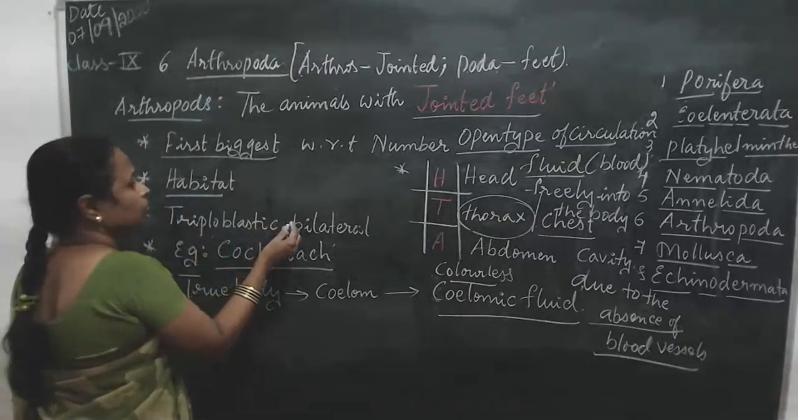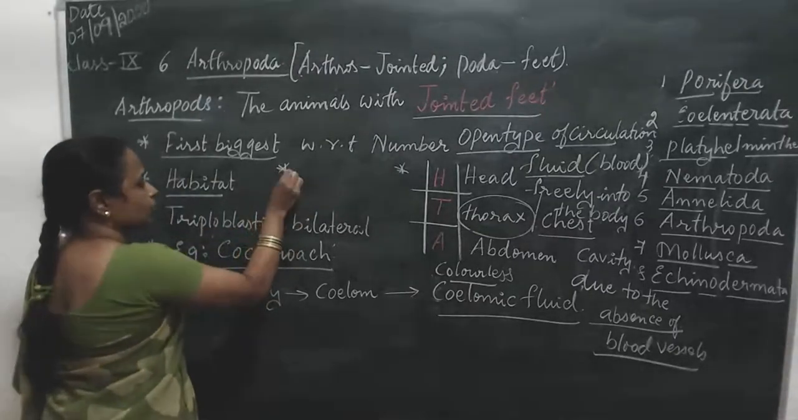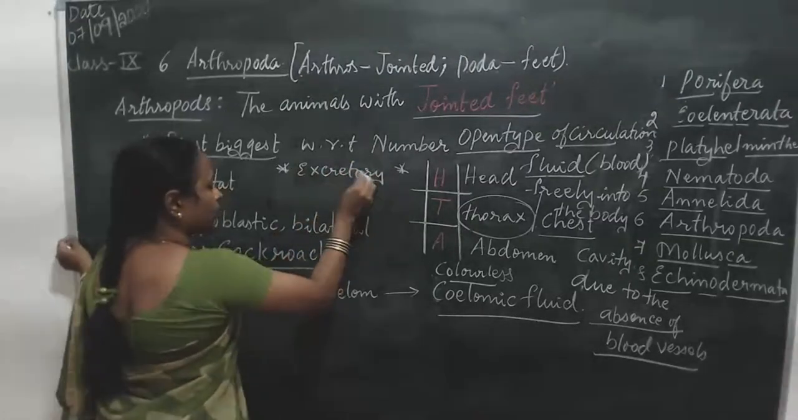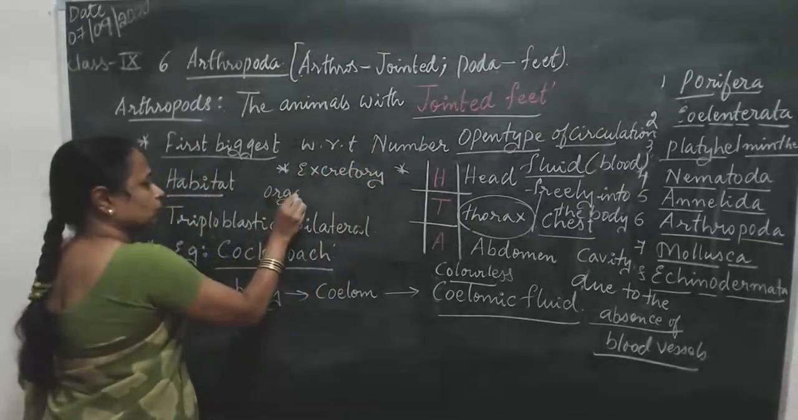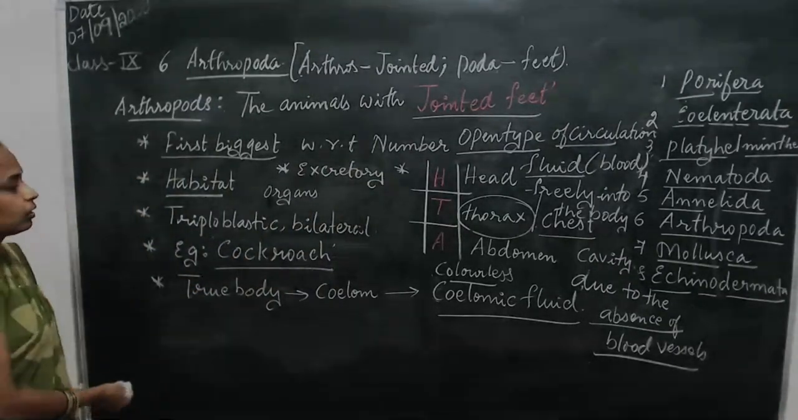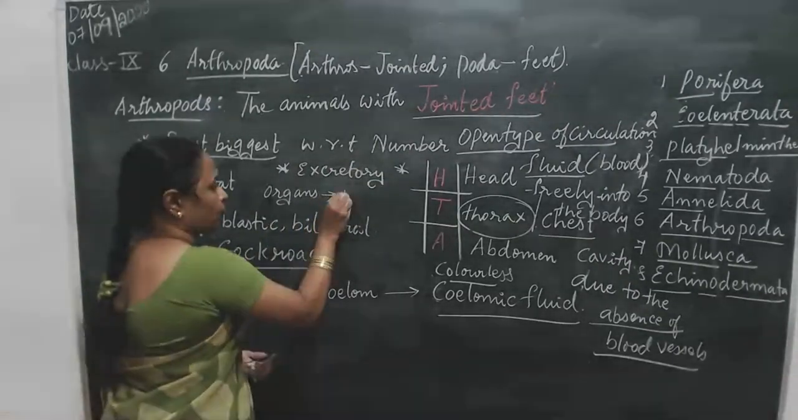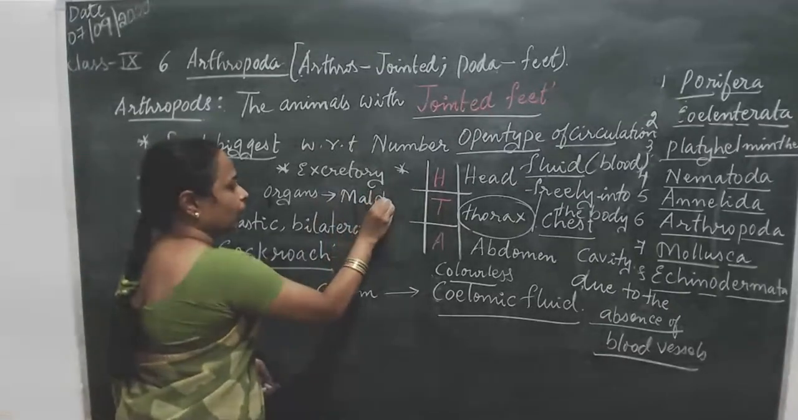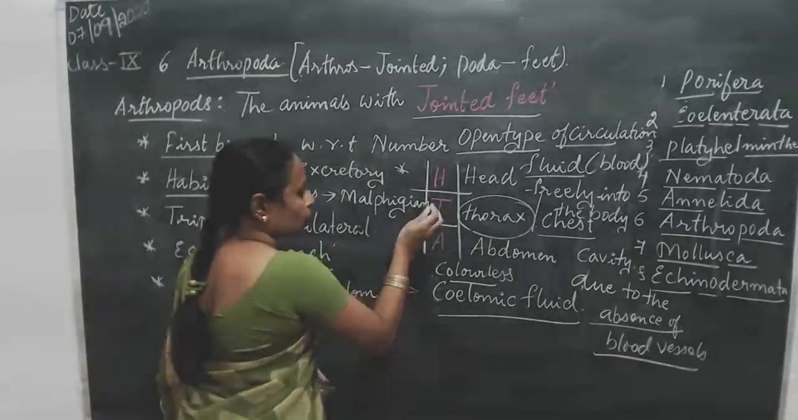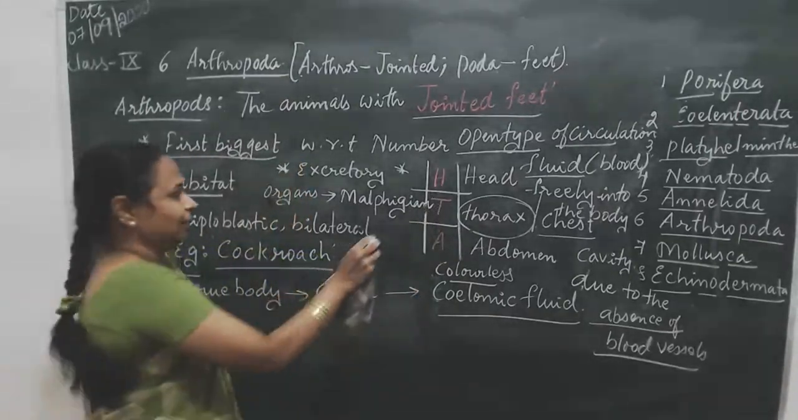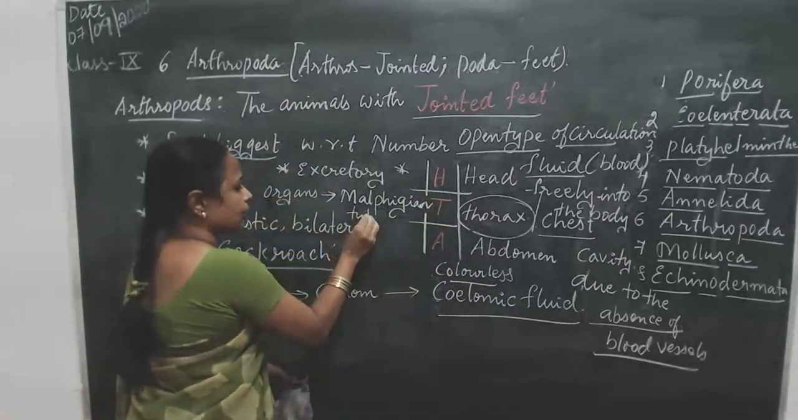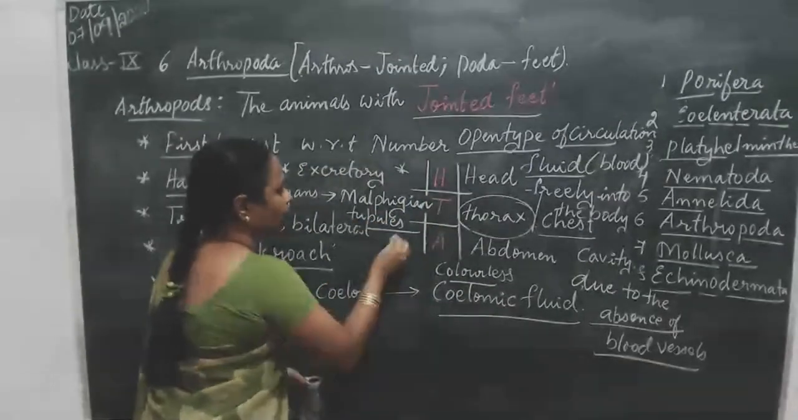Then we will be coming across the word excretory system here also. Excretory organs. And as I've given the example of cockroach for the explanation of arthropods, the excretory organs are Malpighian tubules.